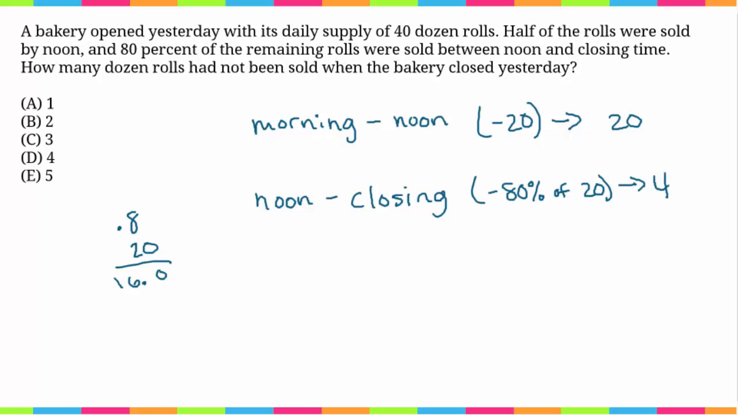So I know I kind of set this up a little bit funny. After I saw the way I did it, I wasn't really a huge fan of it. But again, just remember by noon, you only had 20, and then you sold 80% of that 20. So you sold 16. So then you were only left with 4, which is answer choice D over here.